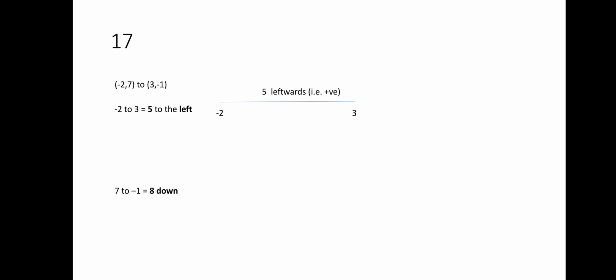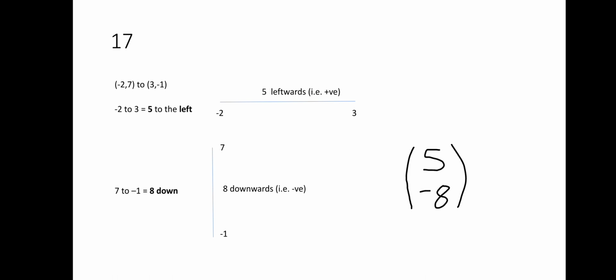And then the next part, how to move the y value of 7 to the y value of -1, we need to go 8 downwards. Because this is a downward movement, this would be represented by a negative number in the vector. Whereas if it went upwards, then it'd be a positive number, but in this case it's negative because it's going downwards. So that means the final answer is 5 minus 8. So 5 at the top, minus 8 at the bottom. So 5 minus 8.